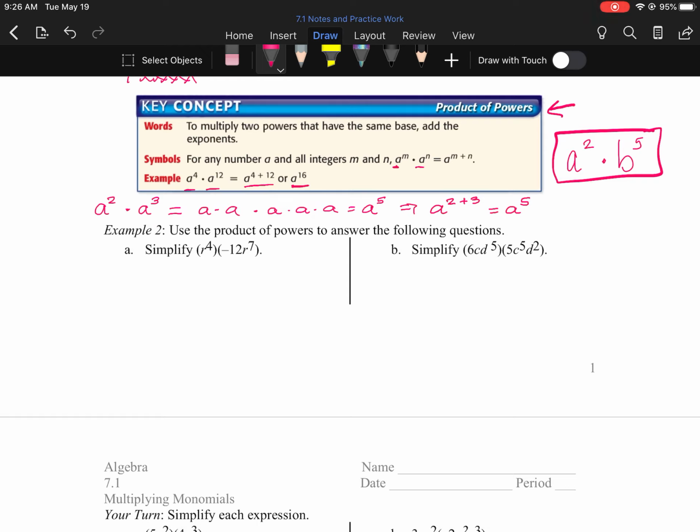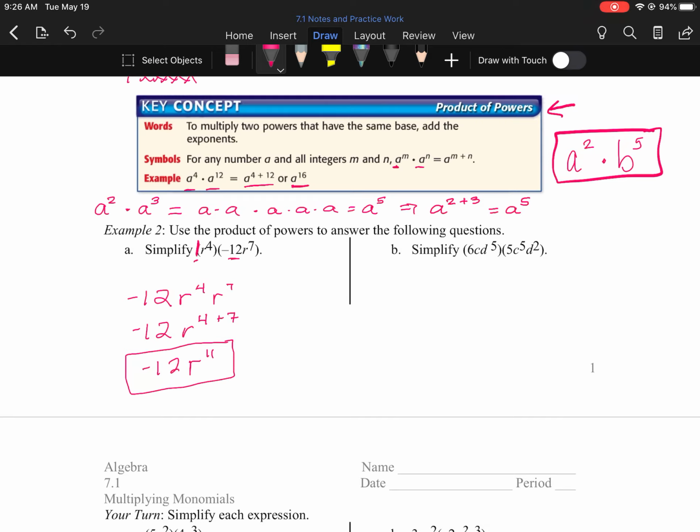All right, so let's take a look at example 2. I have r to the 4th times negative 12 r to the 7th. I like to multiply my numbers first. The coefficient in front of the r to the 4th is just a 1, so I have 1 times negative 12, which gives negative 12. Then I'm going to write r to the 4th times r to the 7th. Since they are like bases, I'm going to add the exponents, and 7 plus 4 is r to the 11th power. So negative 12 r to the 11th is the answer.